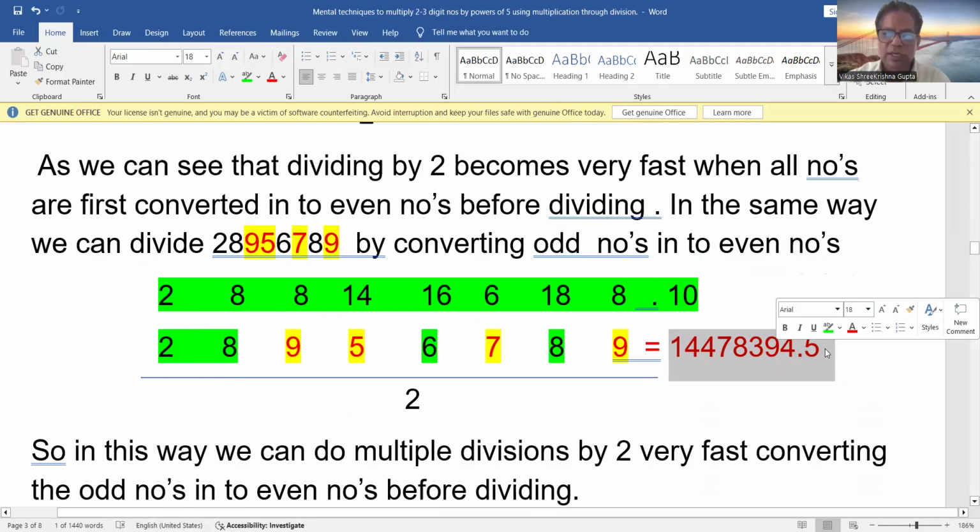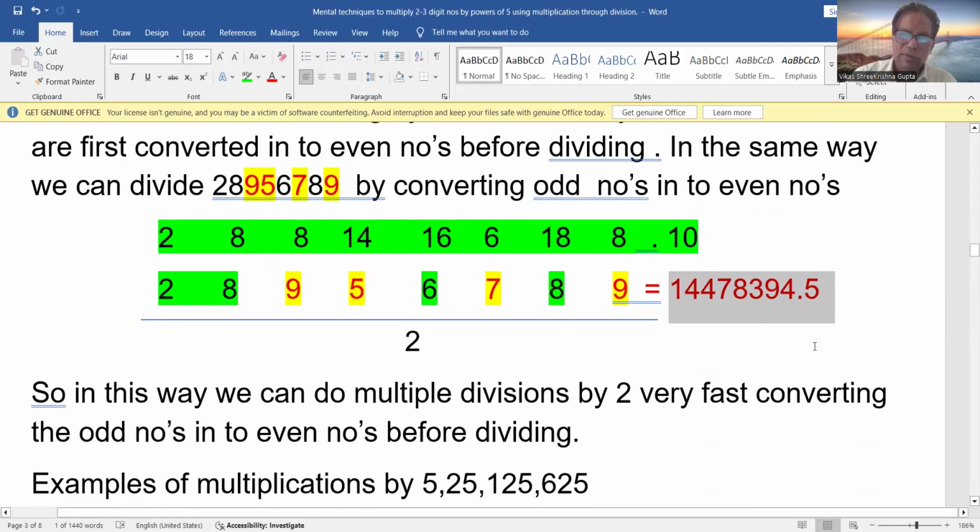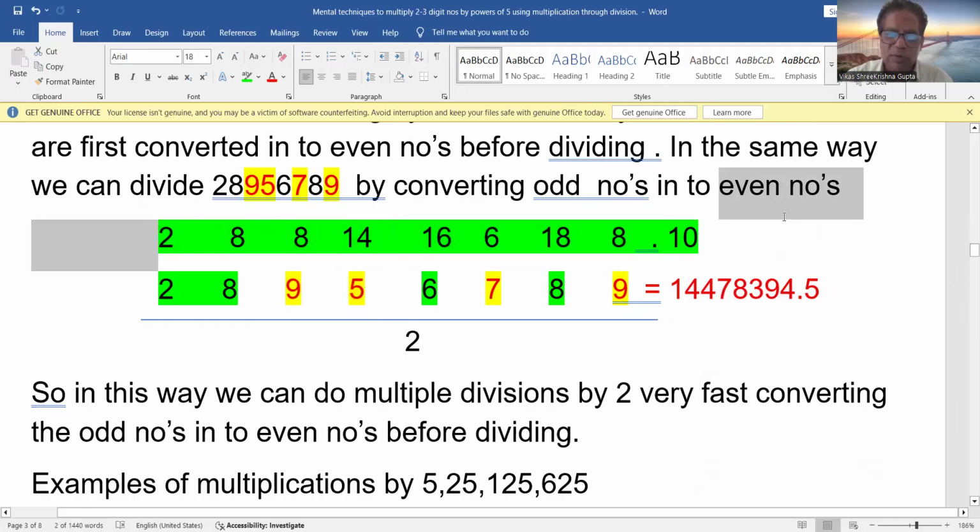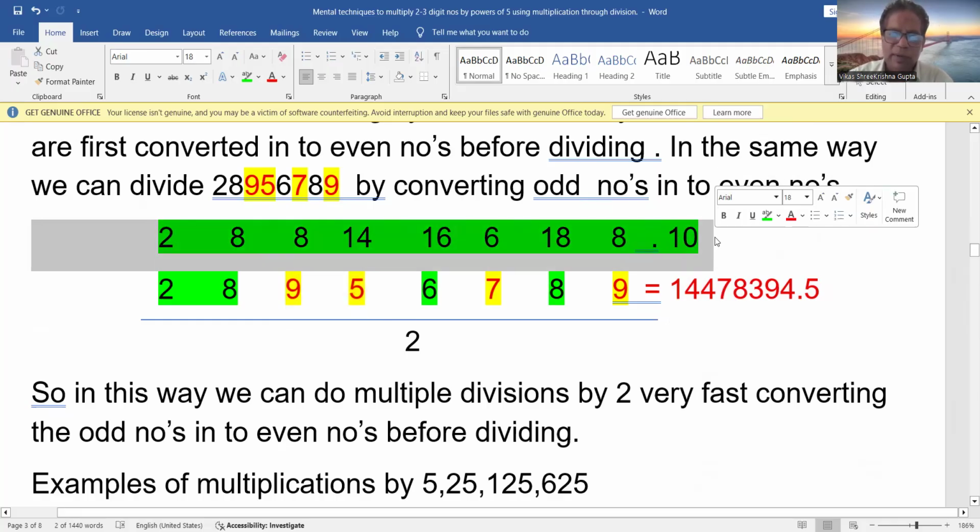So in 2, 3 examples, I have shown you how to divide a number by 2 very fast by first converting all the odd digits into even numbers. Write the numbers, convert all the odd digits to even, and then divide this upper row of numbers by 2. So it becomes very fast to divide any number by 2.